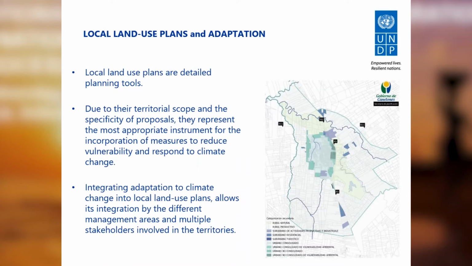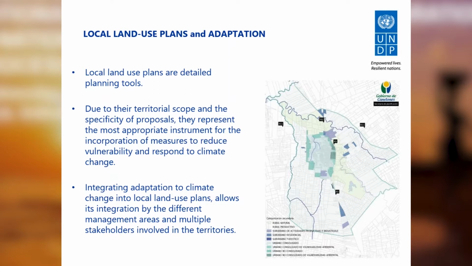And one of these key instruments are local land use plans. Local land use plans are detailed planning tools. Due to their territorial scope and the specificity of proposals, they represent the most appropriate instrument for the incorporation of measures to reduce vulnerability and respond to climate change. And integrating adaptation to climate change into local land use plans allows its integration by the different management areas and multiple stakeholders involved in the territories.